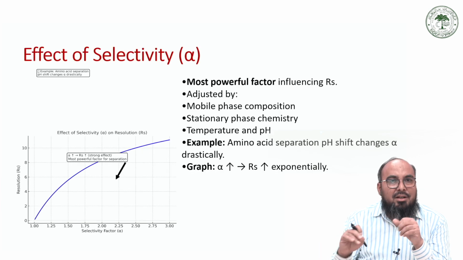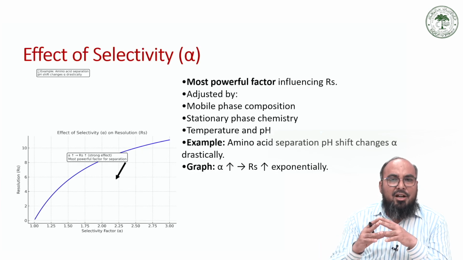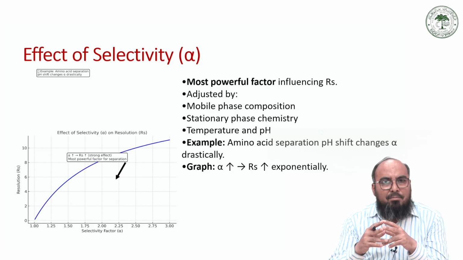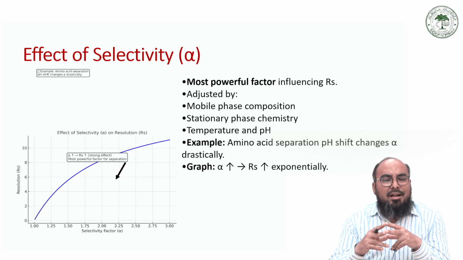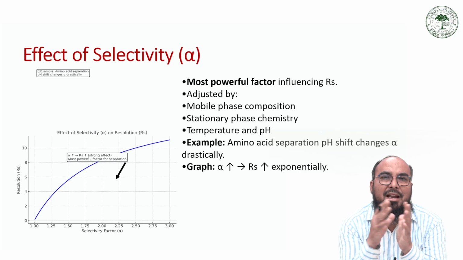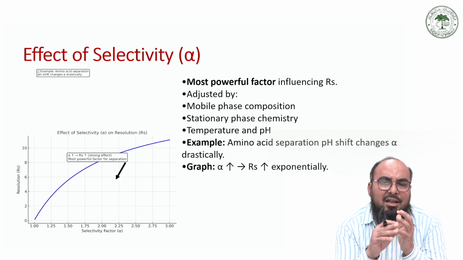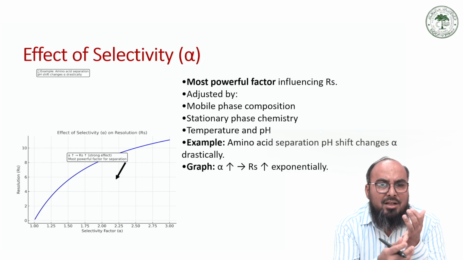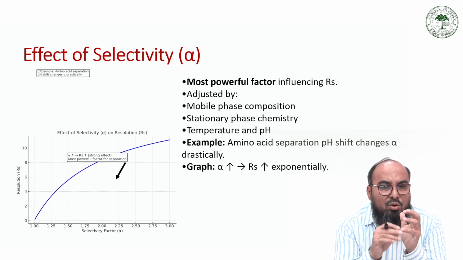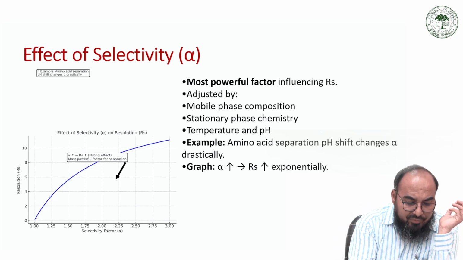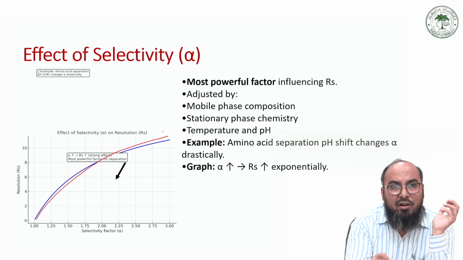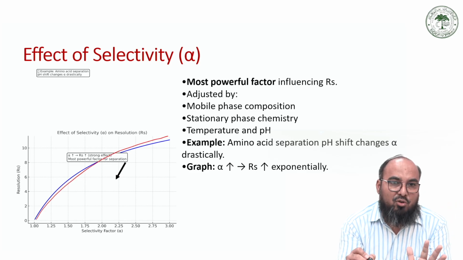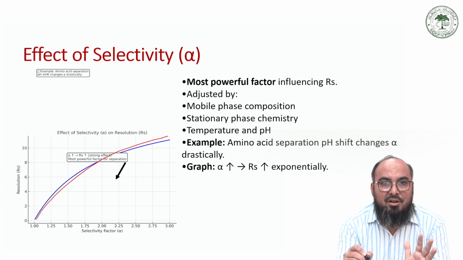Now, effect of selectivity. We have already discussed it. Selectivity is the most powerful factor. Selectivity is most important because it influences the resolution manifold. A simple change, we have already seen by taking an example, influences it too much, because here the resolution and selectivity have a relationship of exponential form. It is not a linear relationship anymore. It's an exponential relationship.